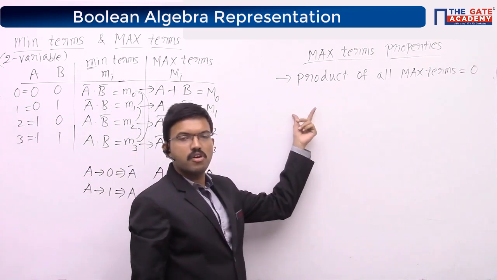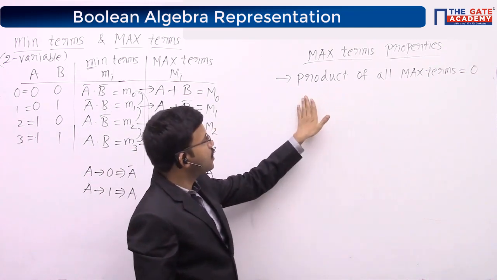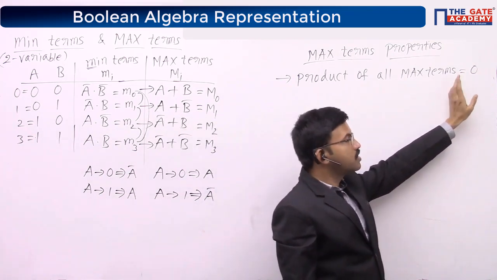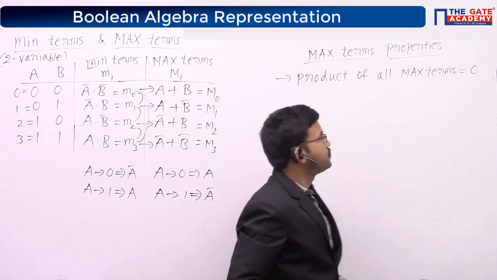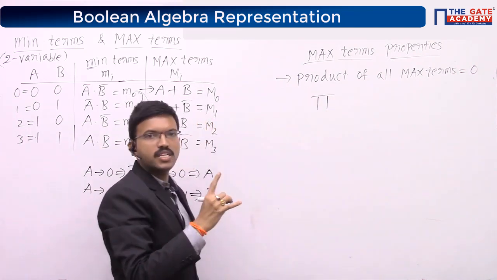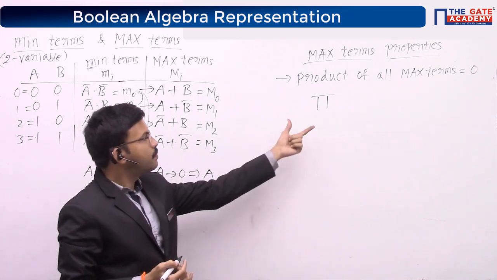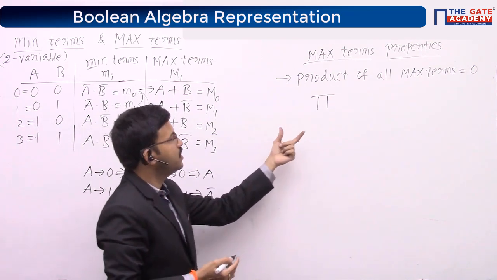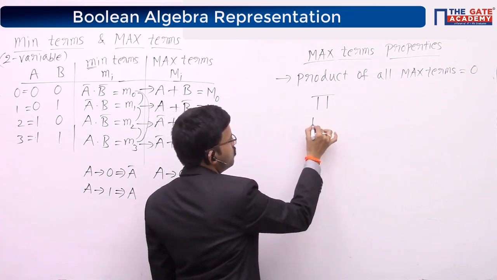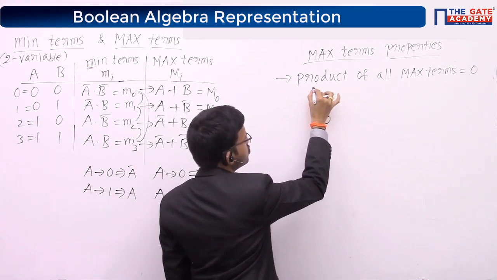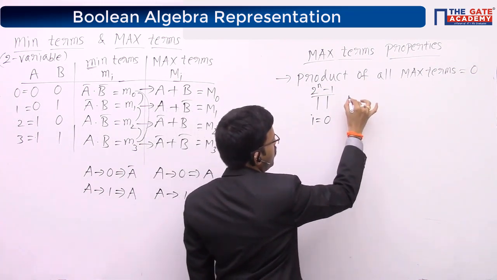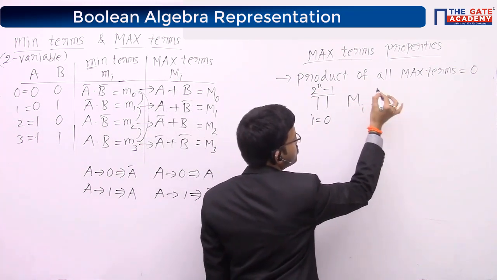Previously we got sum of all minterms equal to 1. Sum is replaced with product, minterms we are replacing with maxterms. There we got 1, replaced with 0. Now product is nothing but pi. Previously sigma for summation, capital pi here. The symbol pi is for product. Okay, the product over i equal to 0 to 2 power n minus 1 of maxterms, capital Mi, equals 0.